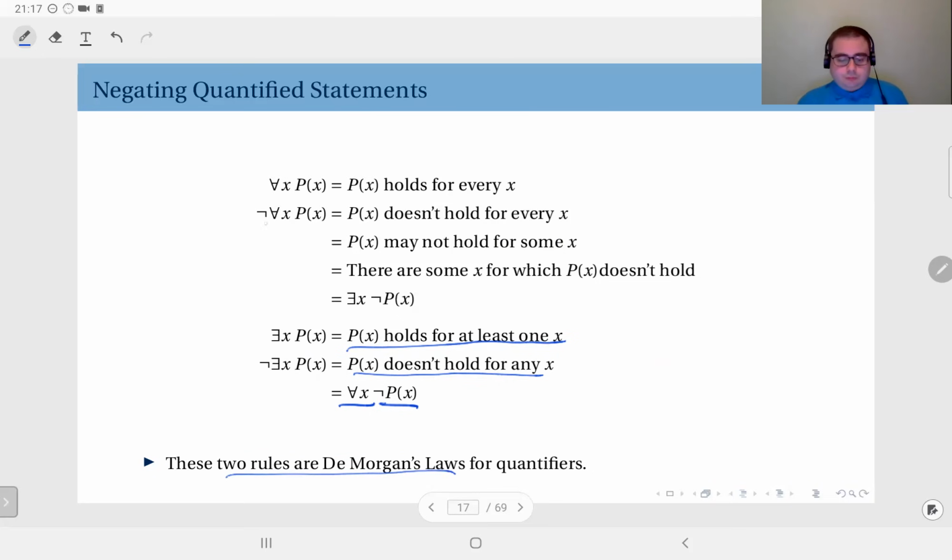So these two are De Morgan's laws in first order logic. Not for all x, p of x is equivalent to there exists an x, not p of x. So you change from for all to exists and put the negation inside. And similarly here, not there exists x, p of x is equivalent to for all x, not p of x. Again, if you have a negation in front of an existential quantifier, you switch it to a universal quantifier and put the negation inside.